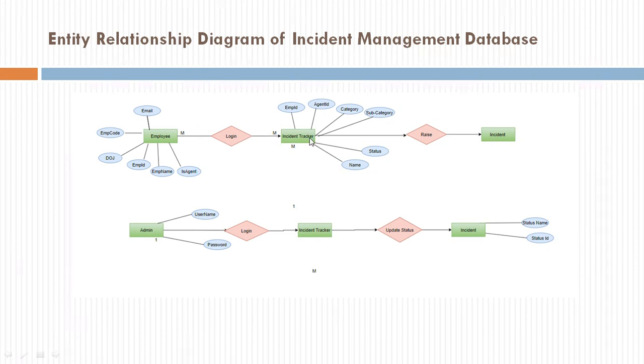Then after login, the incident tracker tracks all those fields. It has employee ID, agent ID, category, subcategory, the status, and the name, and he raises an incident. By that raising, the information is stored in the database and goes to the admin.